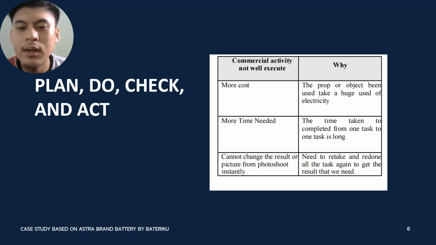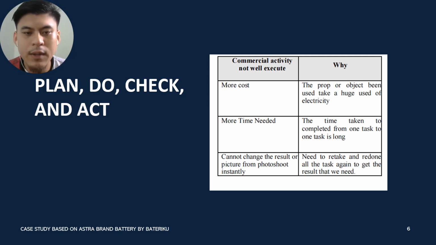Next is more time needed. Why does this happen? The time taken to complete one task after another is long. For example, when we do a photo shoot, we need to arrange it and plan it, how we want to take the photo shoot and how we want the result from it. The third is that we cannot change the result of the picture from the photo shoot instantly. Why? We need to retake and redo all the tasks again to get the result that we need.